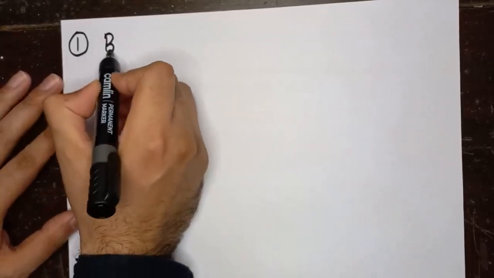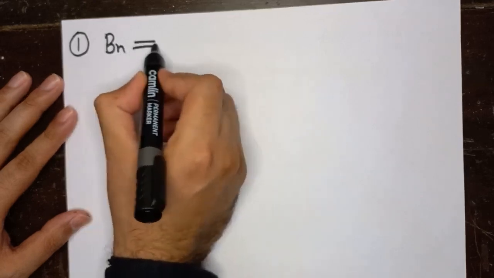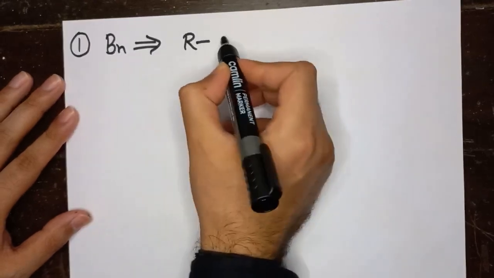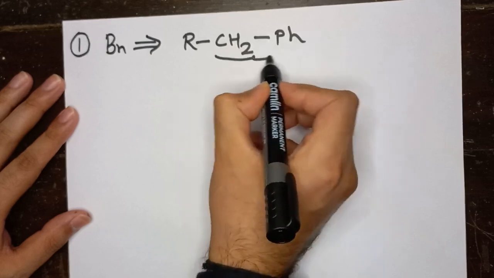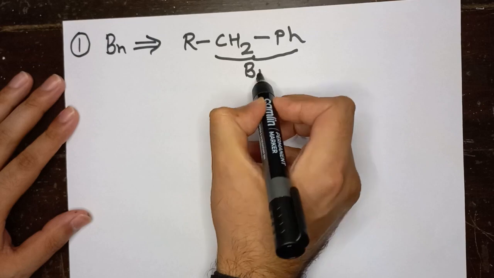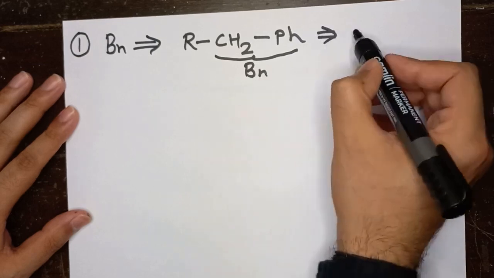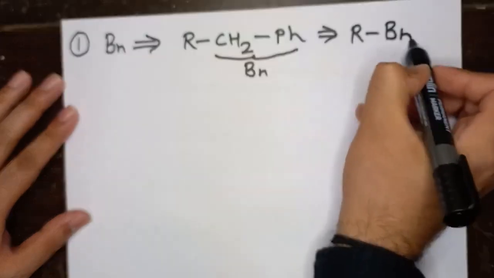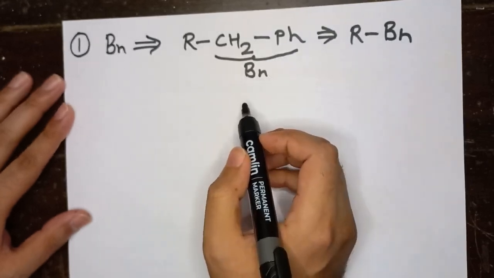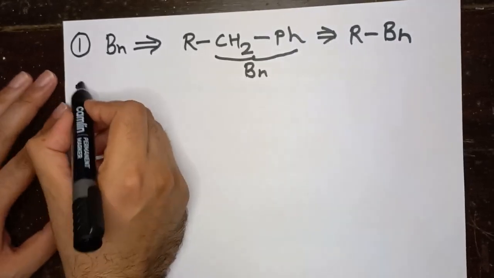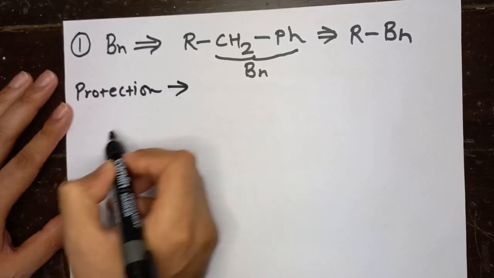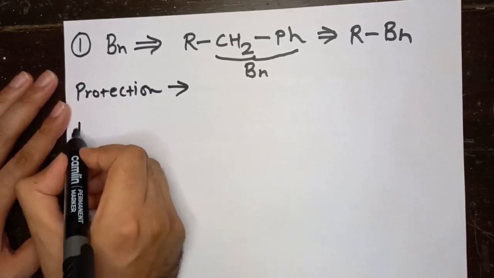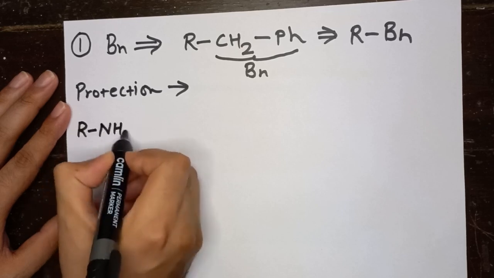Okay, so first we'll start with benzyl protection. Now what is a benzyl group? RCH2Ph. So this CH2Ph is called the benzyl group. So this can be written as RBn, where Bn is CH2Ph. Now let's talk about protection. Suppose I have this primary amine.